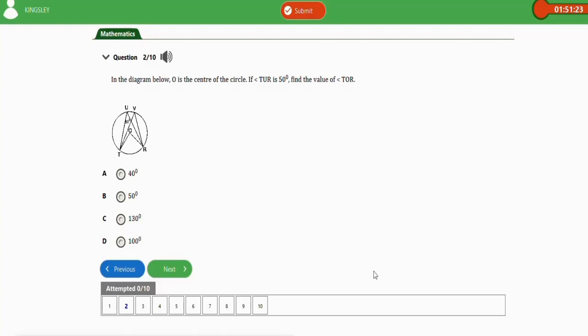Note that one of the rules of circle geometry is that the size of the center is twice the size of any other parts of the circle. So here we have 50 degrees given in this question. To get the center, you double this 50, so it will be 50 degrees times 2, which gives you 100 degrees. And that's all, you don't need to solve much. So the correct option to this question is option D, 100 degrees.